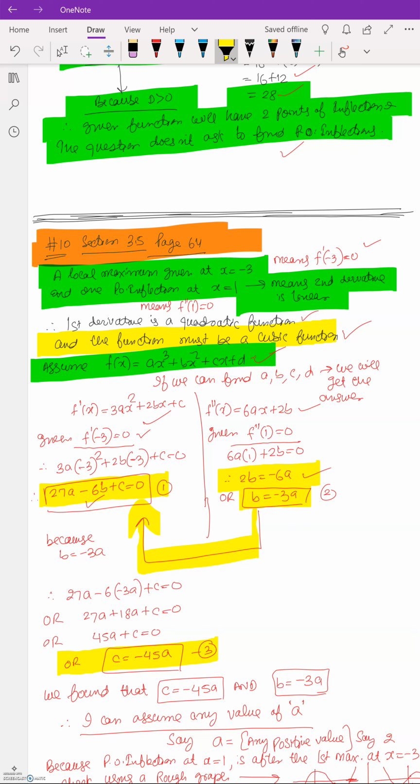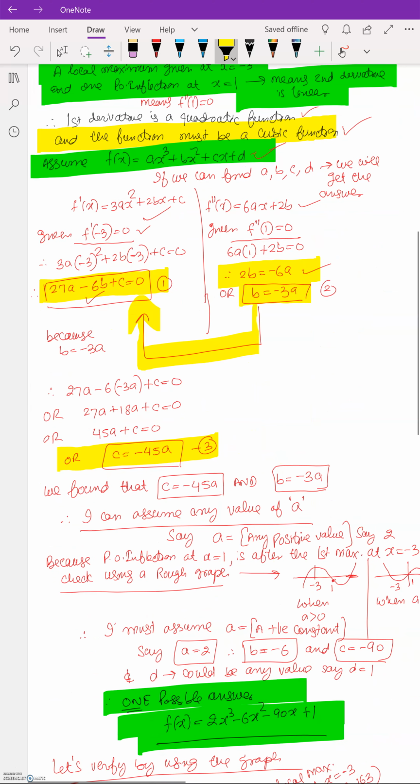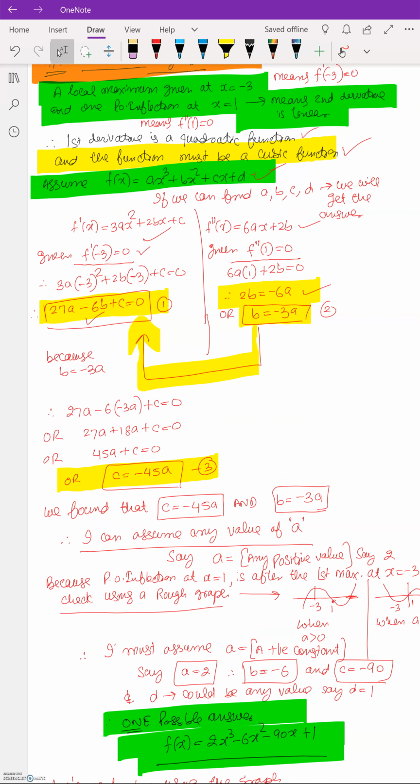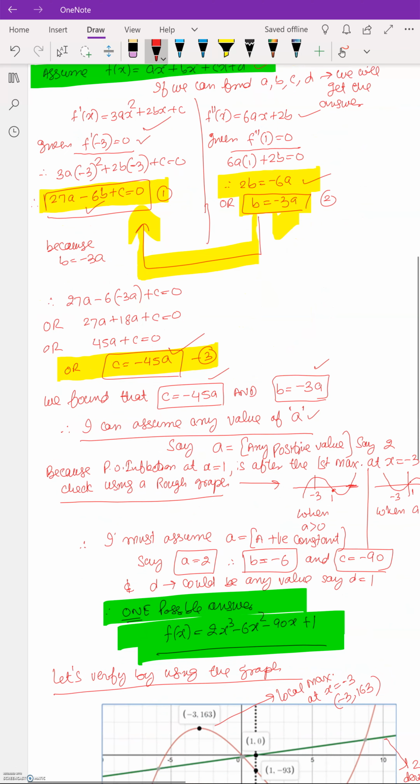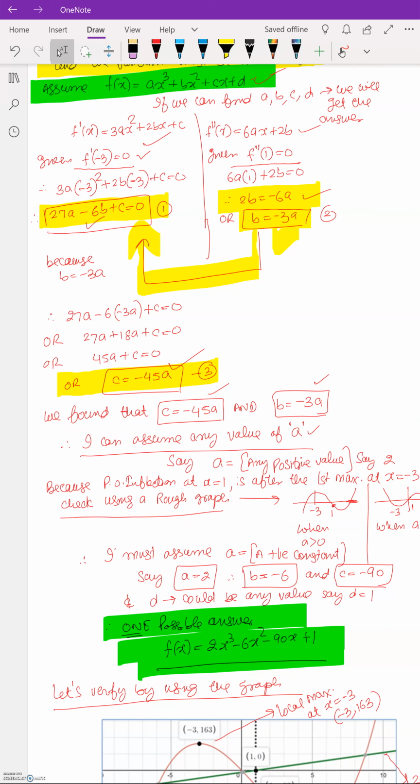So still we have four variables a, b, c, d, and that's not enough information. That's why there are so many solutions for this question. So I got one equation, b is equal to -3a, and c is equal to -45a, and therefore I can make any assumption on the value of a. If I know my a value, then I know my b value, then I know my c value. And then d doesn't depend on any of those, which means I can assume any value for d. Now the question is, can we use any value of a? Actually, that is not correct in this case.